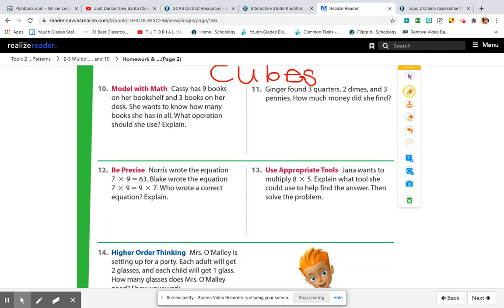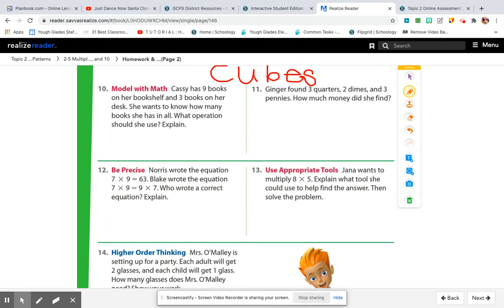C stands for circle the numbers you need. U stands for underline the question so you know what you're answering. B stands for box up those clue words that tell you what operations you're going to use. Sometimes these word problems ask us to do multiple things, not just one operation, maybe two.